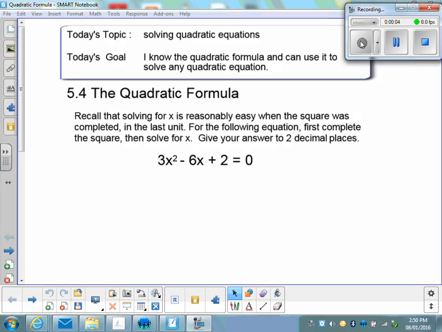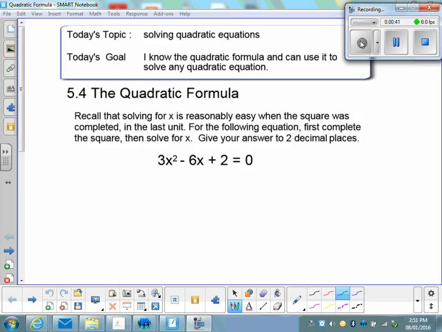Okay, guys, so we've been taking a look at quadratics. We've taken a look at how to solve for the x-intercepts for a quadratic function by graphing, by using the graphing calculator, and factoring. And today we're going to take a look at something called the quadratic formula. And the quadratic formula is helpful because it's a method that will work for any kind of quadratic equation.